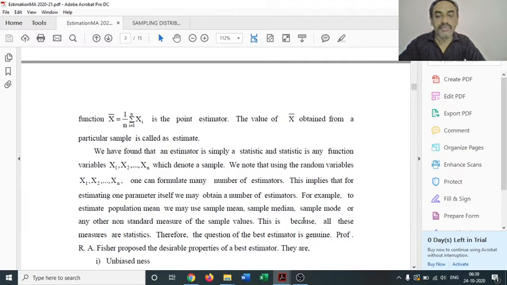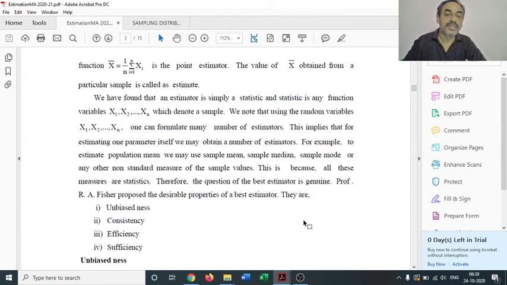Therefore, Professor R. A. Fisher proposed certain properties, and the estimators which possess those properties can be treated as the best estimators. And those properties are known as unbiasedness, consistency, efficiency and sufficiency. The essentiality of introducing such properties is because we are limited with the information from the sample. Based upon this information from the sample only, we can estimate the parameters.